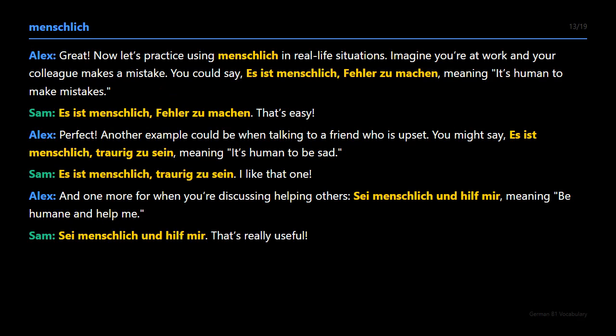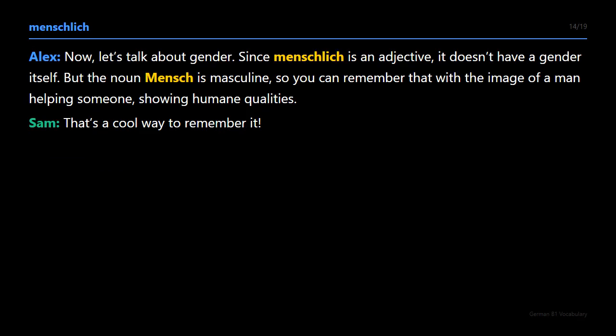That's really useful. Now, let's talk about gender. Since Menschlich is an adjective, it doesn't have a gender itself. But the noun Mensch is masculine, so you can remember that with the image of a man helping someone, showing humane qualities. That's a cool way to remember it.